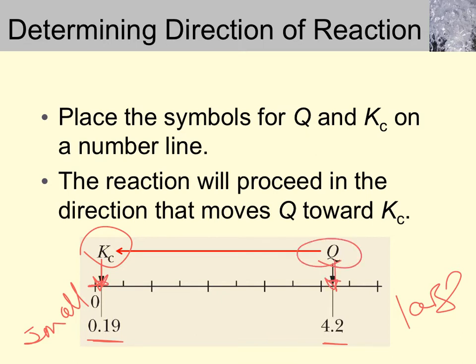Now, the objective is always to start at Q and get it to equal or go to K. So if you have the values set up on a number line, whatever direction you need to move to take Q to K is the direction the reaction also needs to move. So in this case, we have to move Q to the left to reach K. So that would mean the reaction will also have to shift left to reach equilibrium.